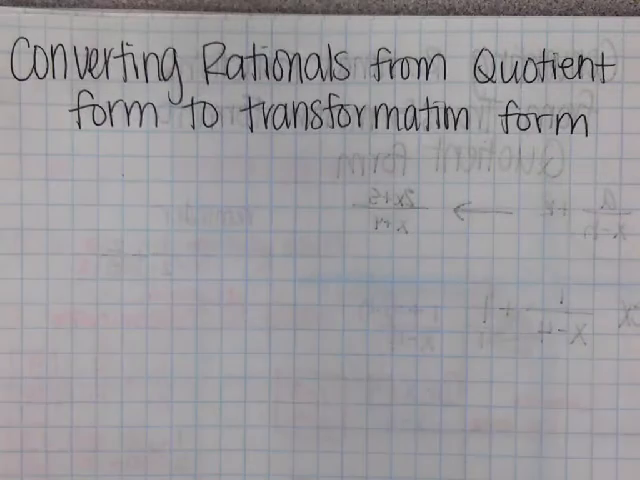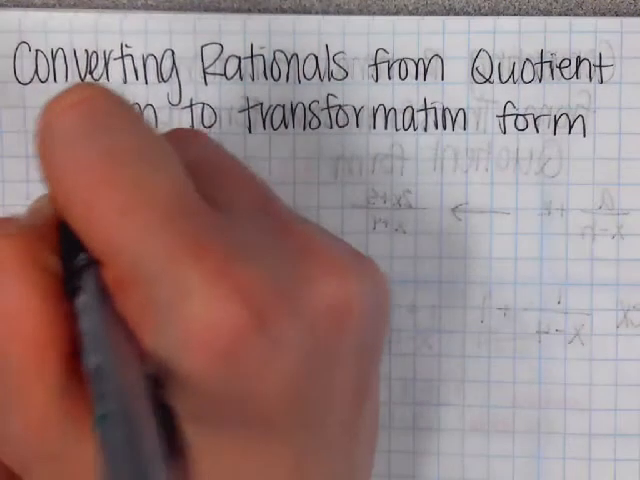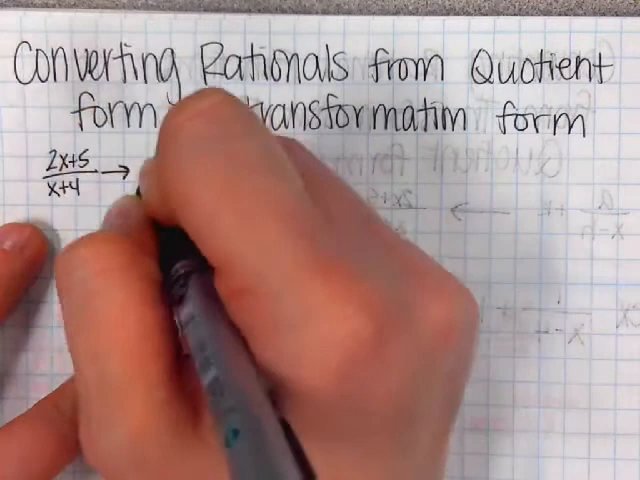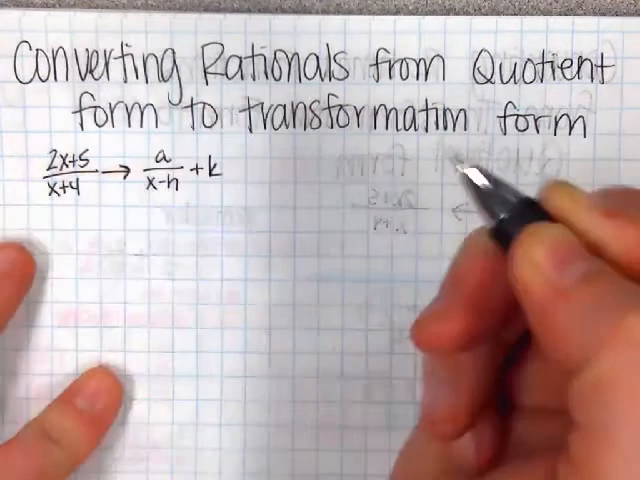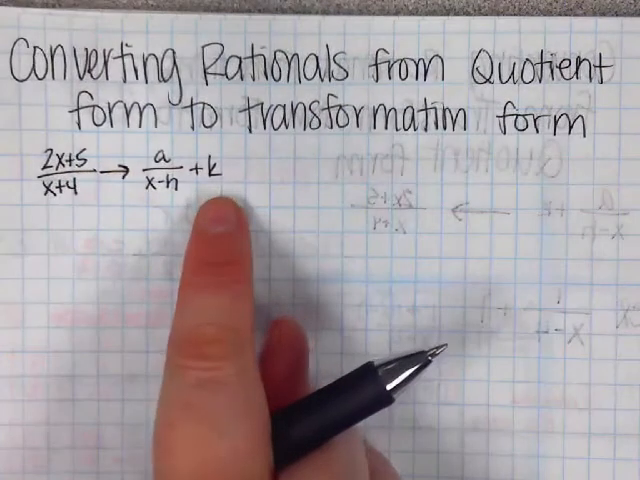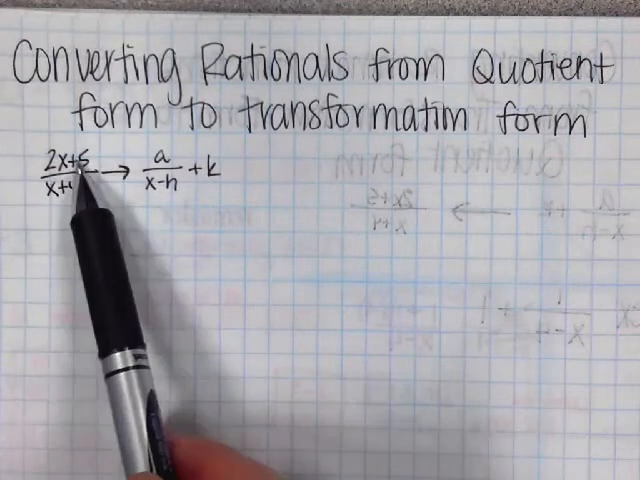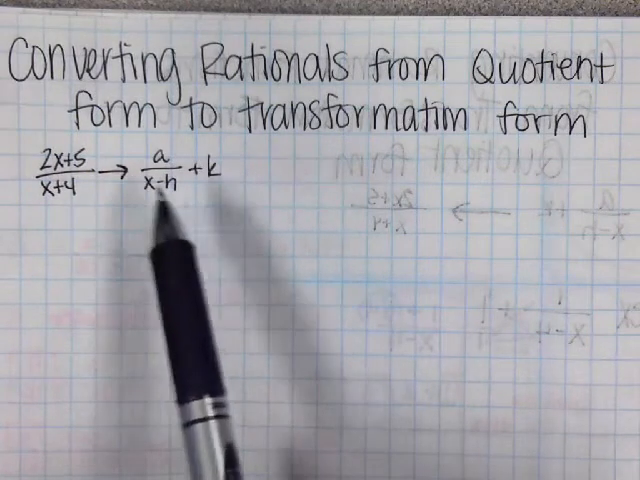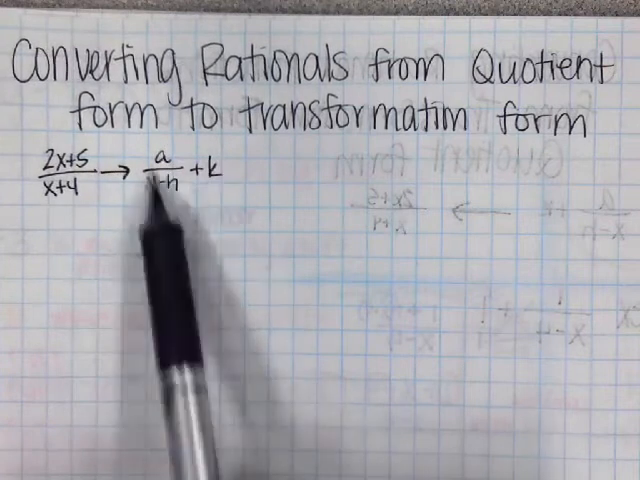Okay, so now converting rationals from quotient form to transformation form. Remember, that's where you have, for example, (2x + 5)/(x + 4), and you're going to change it into a/(x - h) + k. So now we're going the other direction. The reason we do this is so that if you're given this and we tell you you're not allowed to use a calculator to find the transformation, which is very possible, you need to know how to divide this out to get the transformation form.